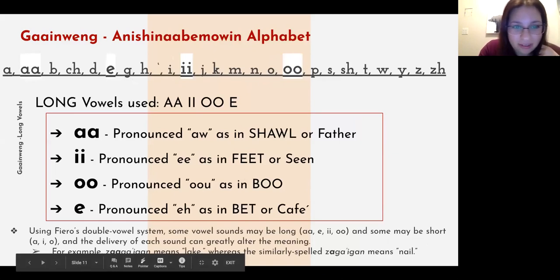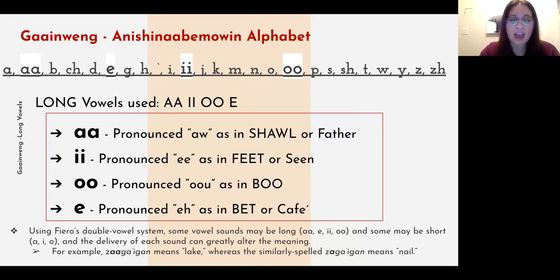Right, so long vowels. These are the double vowels. I also added E in there, because even though the E looks like a short vowel, it's actually pronounced as a long vowel. You would pronounce the E as in bet or cafe, so it's more of a longer sound. The double A is pronounced as in shawl or father. The double I is pronounced E as in feet or seen. The double O is pronounced oo as in boo.